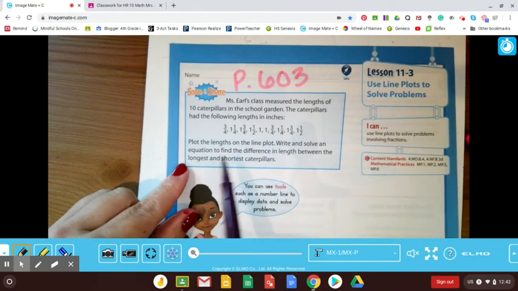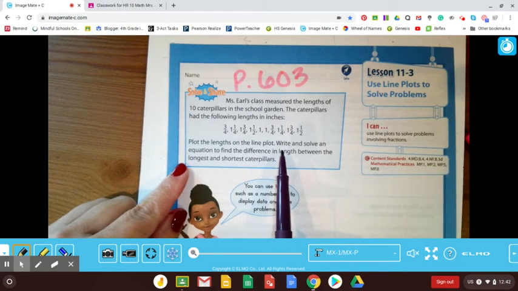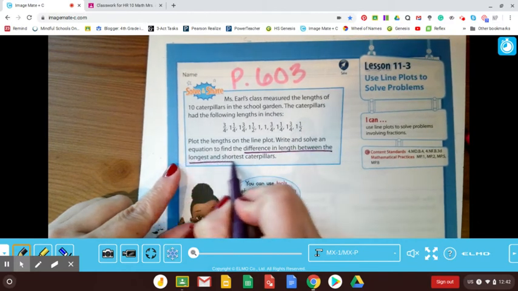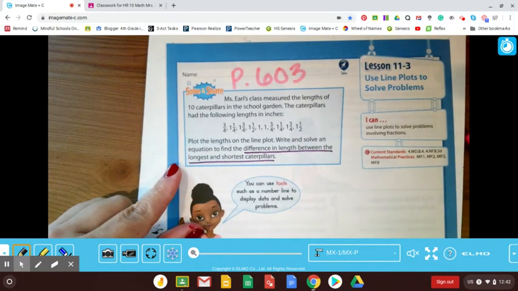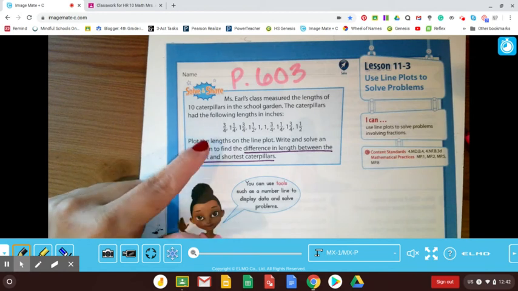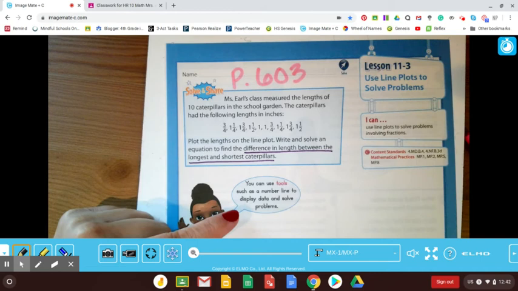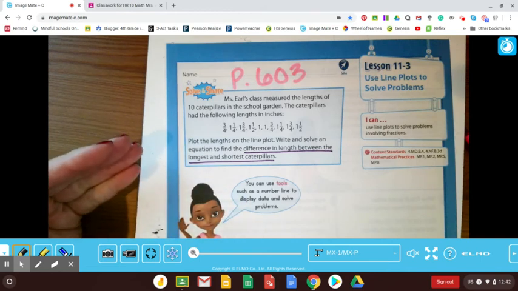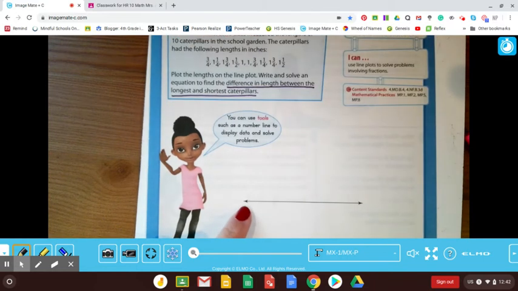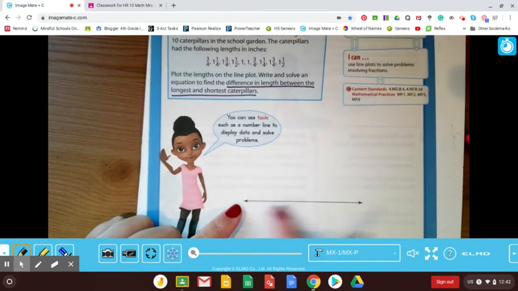And then it says plot the lengths on the line plot, write and solve an equation to find the difference in length between the longest and shortest caterpillars. So I need to not only plot my data on my line plot, but then I also need to answer a question and solve the problem. So they're giving me this line down here.